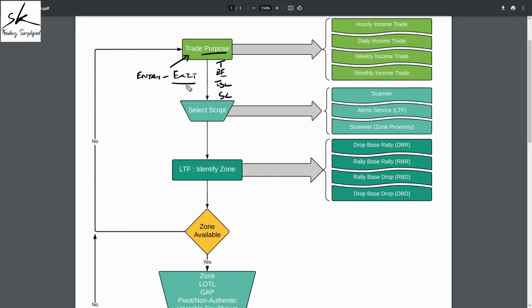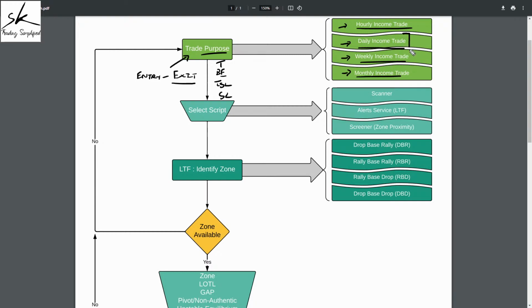So what I've done is I have divided these trades into four different purposes, and we call them hourly income, daily income, weekly income, monthly income. Hourly income implies a trade where my expectation is that this trade can last for an hour or a few hours. Daily income, a trade which can last for a day or a few days. Weekly income, a trade which can last for a week or a few weeks. And monthly income, a trade which can last for a month or a few months.